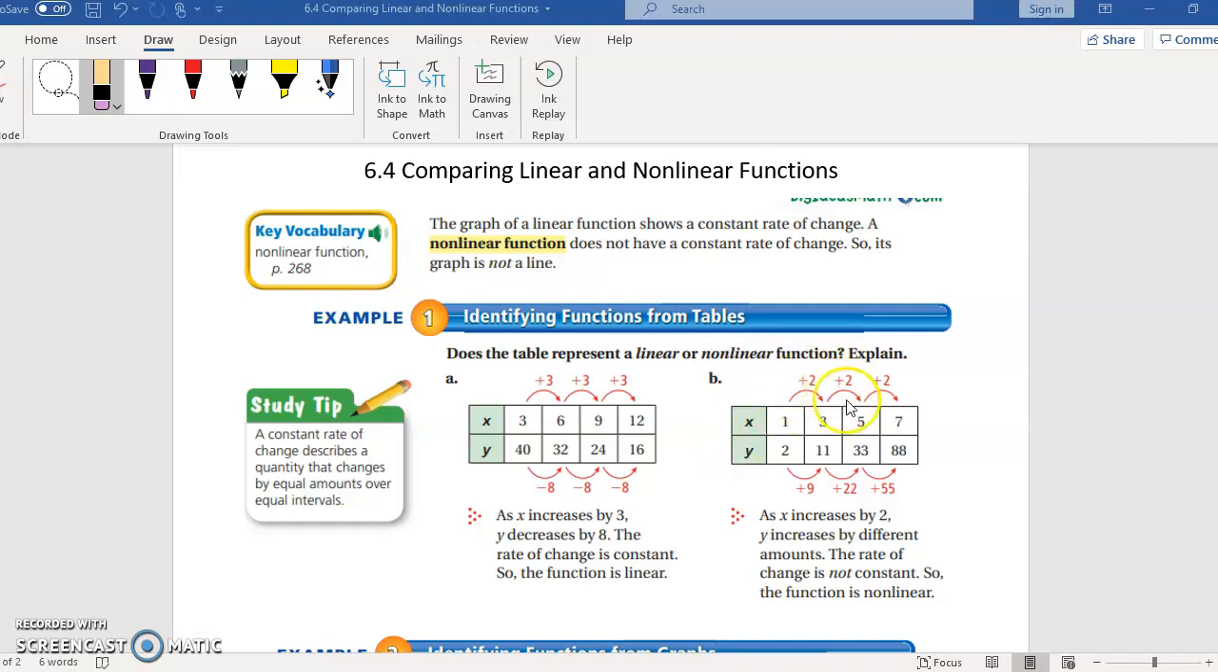B, x goes up by 2 each time, y goes up by 9, and then 22, and then 55. So as x increases by 2, y increases by different amounts. That means the rate of change is not constant, so it is nonlinear.